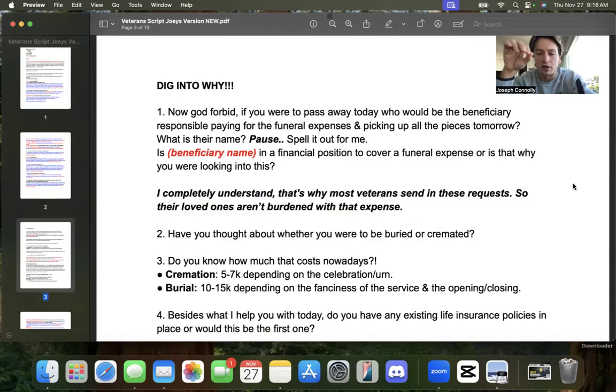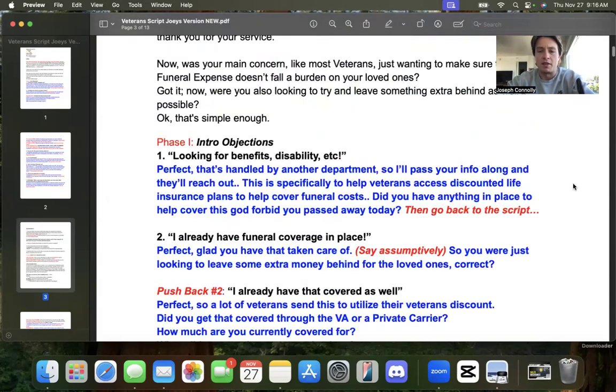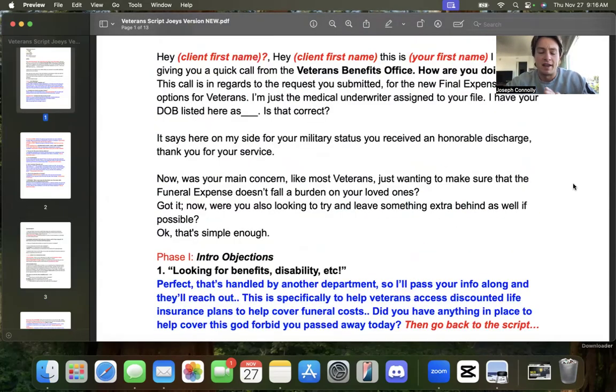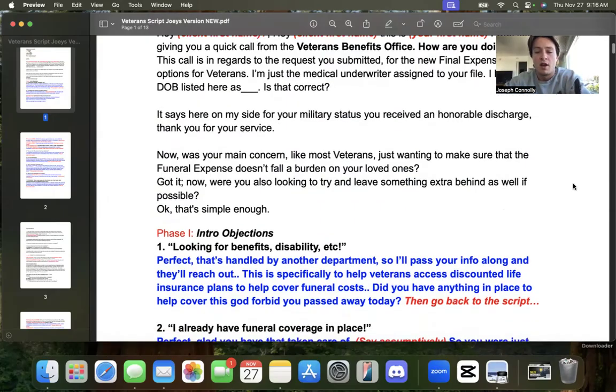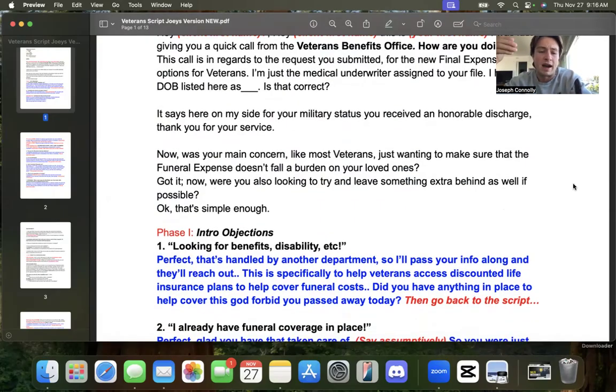And just to pause for a quick second, I want to say the script is a guide, and I have sold plenty of insurance just reading word for word off of this script. It truly is a $1 million script. Like this script is amazing that we have. But as you see me throwing in here little things like, or are you trying to leave some extra behind if possible, or just looking to get those expenses covered?